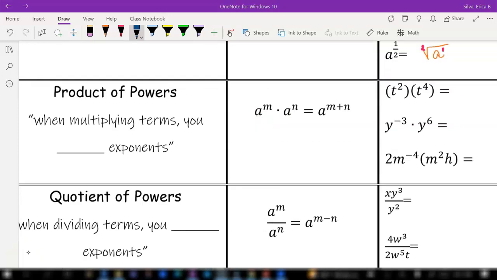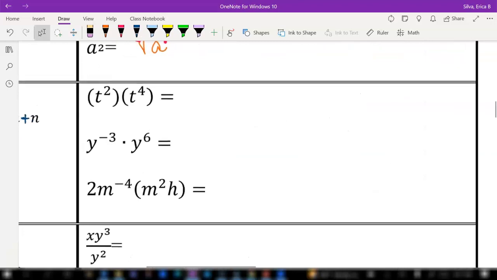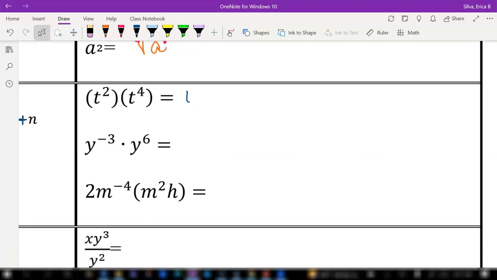Next, we have the product of powers. When multiplying terms, you add the exponents. For example, we have a to the m times a to the n. We add m and n, and that will give us our new exponent. Here we have t to the second power plus 4. That gives us t to the sixth power.